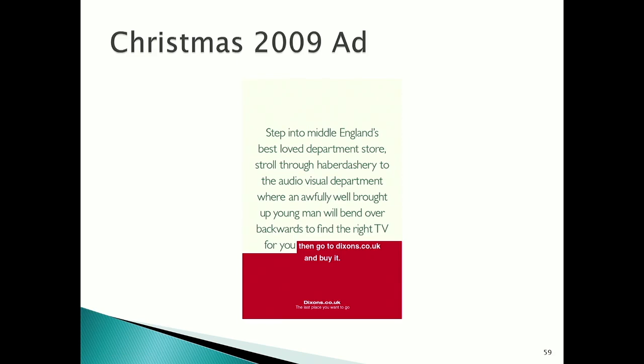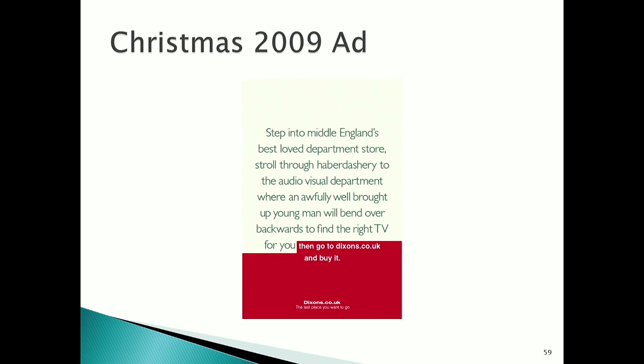ads that appeared in the UK in 2009 for a few weeks before a few department stores went nuts. Step into Middle England's best loved department store, stroll through the haberdashery, the auto department, where an awfully well brought up young man will bend over backwards to find the right TV for you, then go to Dixon's and buy it.